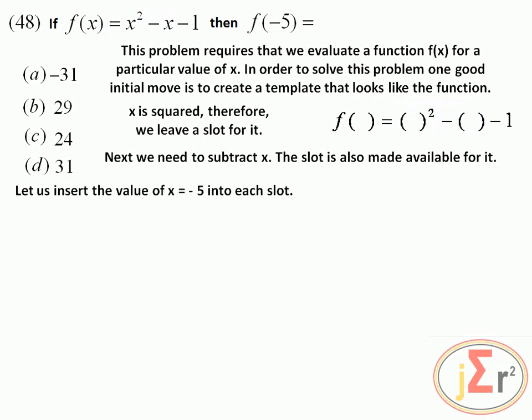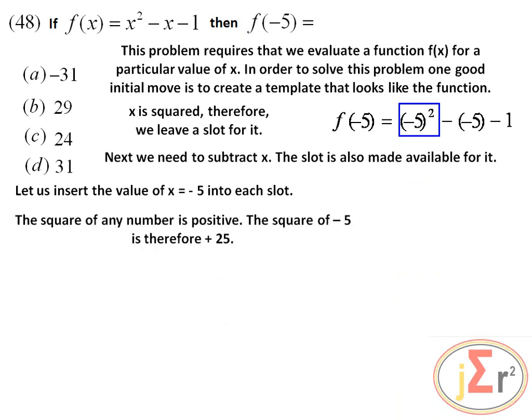Let us insert the value x equals negative 5 into each slot. So we will have f of negative 5 is equal to negative 5 squared minus negative 5 minus 1. The square of any number is positive. The square of negative 5 is therefore positive 25.